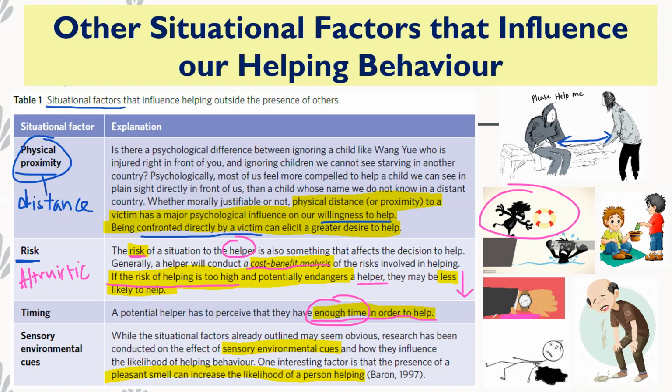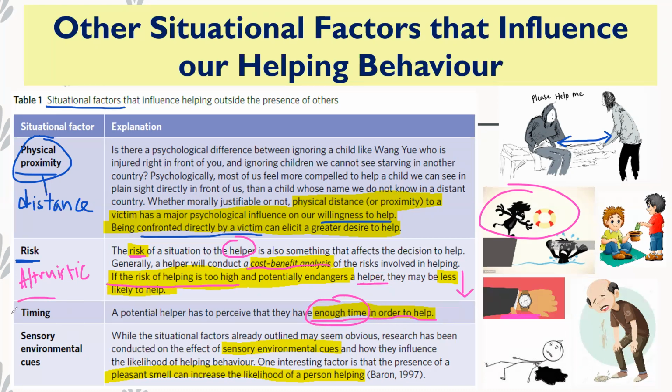So it's about time as well. We might want to help someone, but we might not have the time to help them. We might not reach there in time, or we might not even have the time in terms of, if I'm running for a train for an important job interview and someone's fainted on the platform, I have to look at whether I have enough time to help that person and still make the train, or whether I'll miss the train and thus miss the interview.